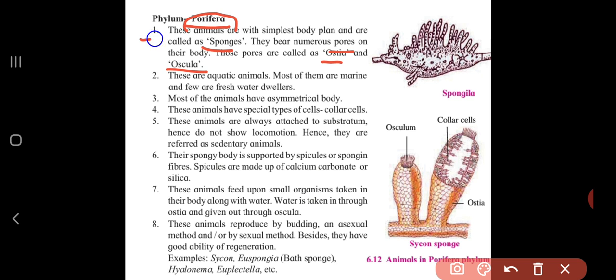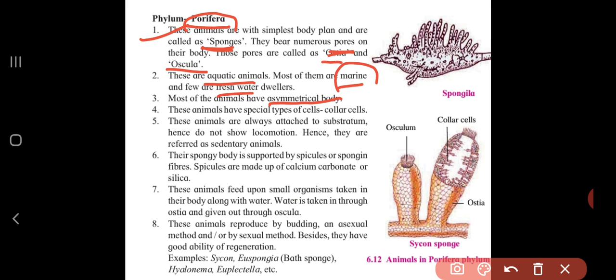So this is one of the characteristic points of the phylum Porifera. They are called sponges. They have pores over their body, and the pores are called ostia or oscula. These are aquatic animals. Most of them are marine and few are freshwater. Marine animals live in the sea or ocean water. Most of the animals have an asymmetrical body. They don't have any symmetry.